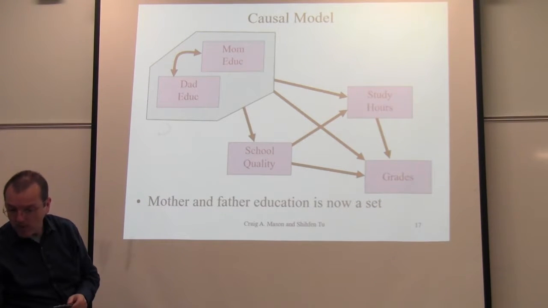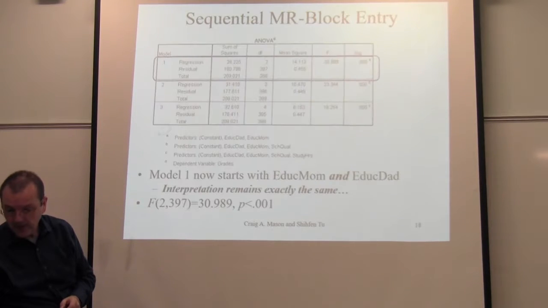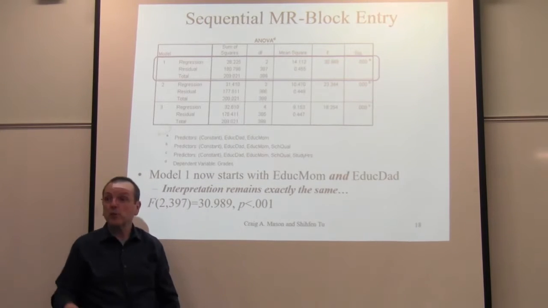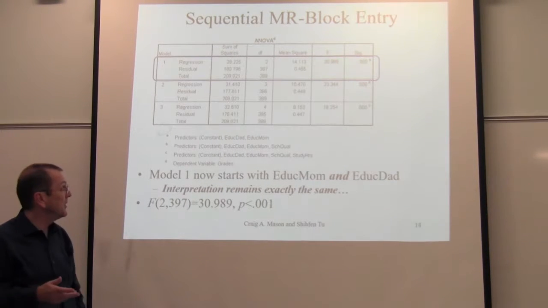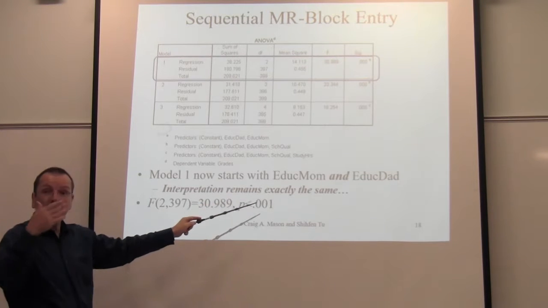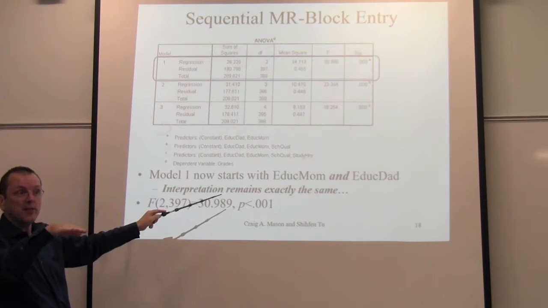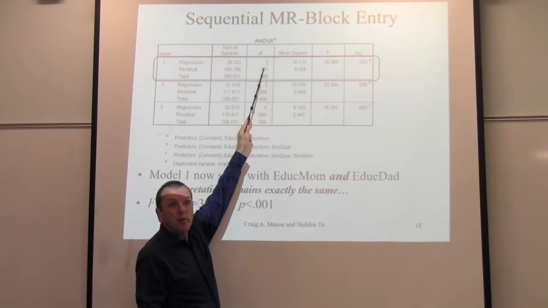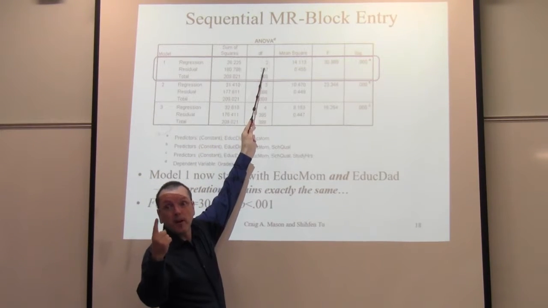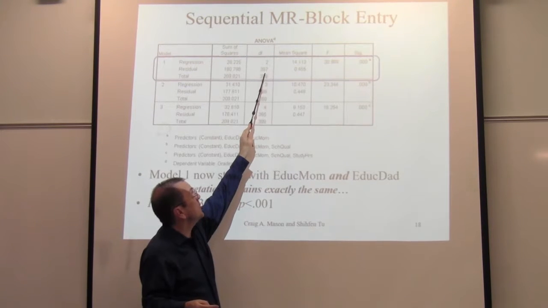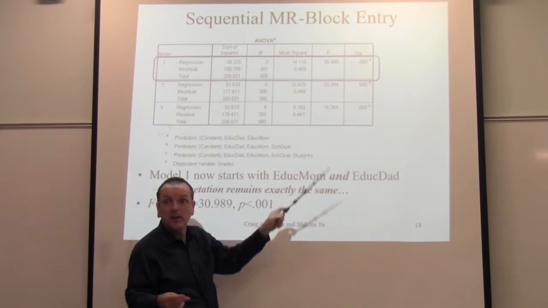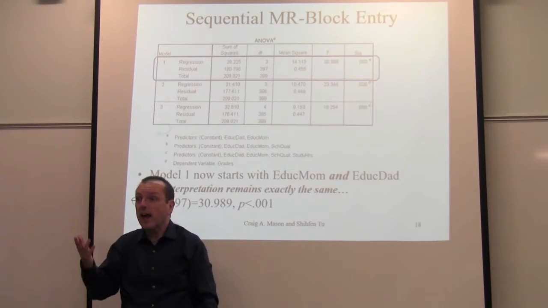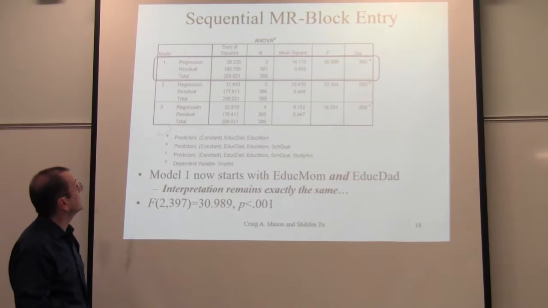It's pretty straightforward once you do it. The Model 1, instead of just entering mom's education, we enter mother and father education. So we enter the two of them as a set together in Model 1. Notice the degrees of freedom change a little bit, because now we used to have 1 because it was one variable. Now we're adding 2, so it's 2 and 397 degrees of freedom because we have two variables. Otherwise, we interpret it exactly the same way. It's calculated exactly the same way.